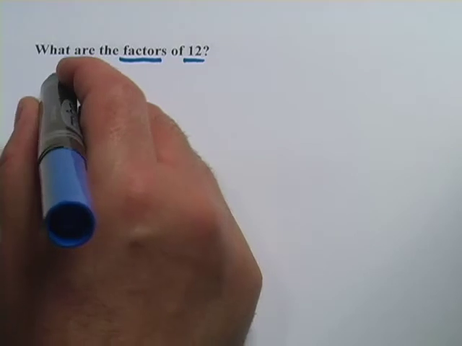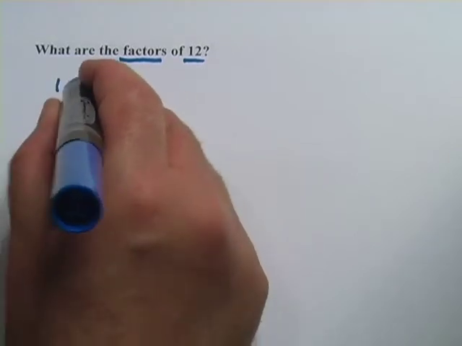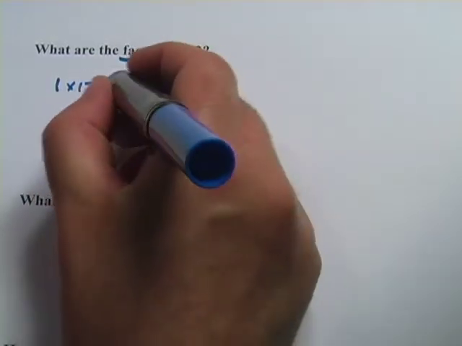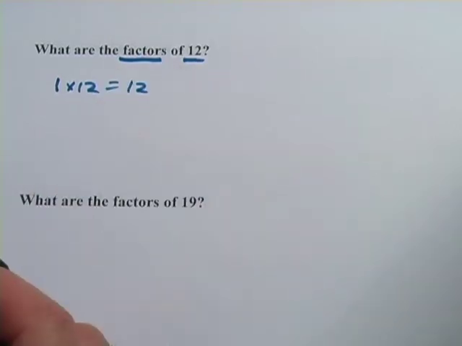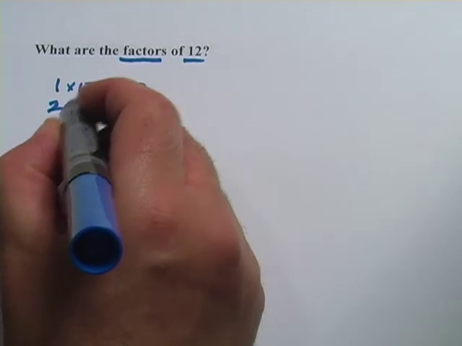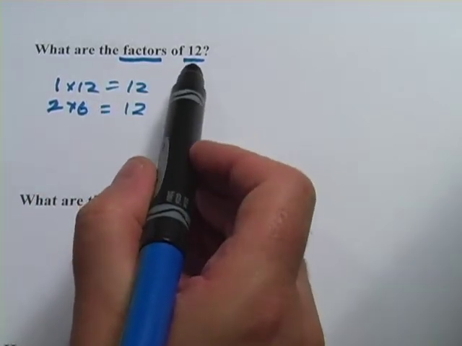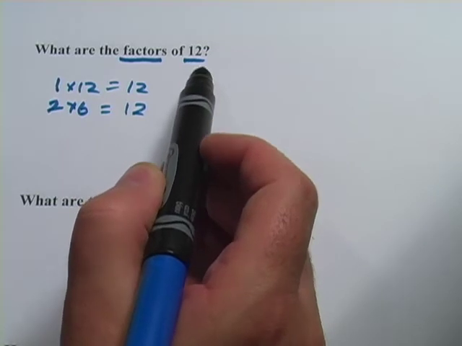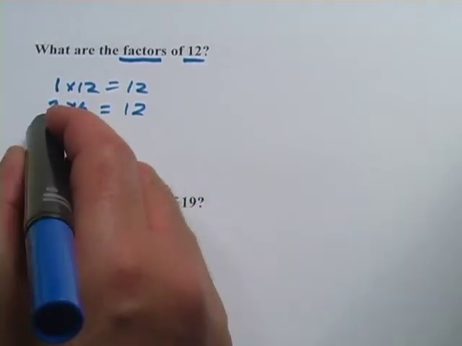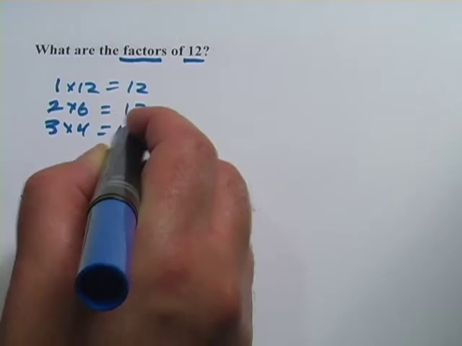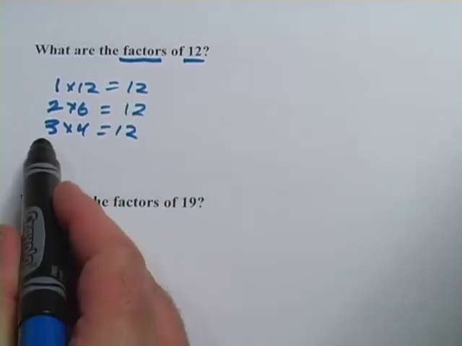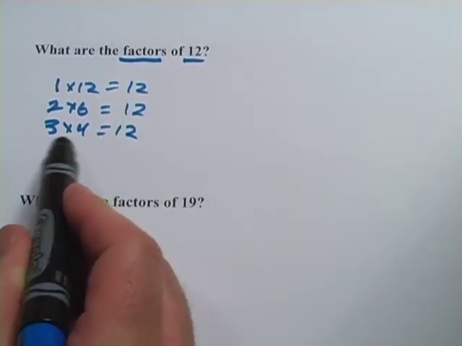Well, I could multiply 1 and 12, and that would equal 12. And I could multiply, let's see, 2 times 6. That would equal 12. I knew 2 was going to be a factor because it was an even number, and all even numbers have 2 as a factor. And then let's see, 3 times 4 is 12.